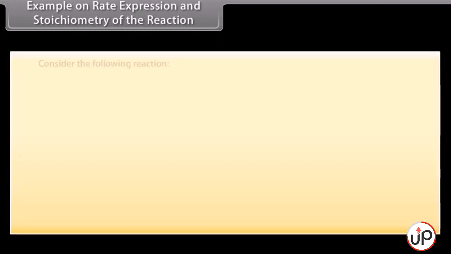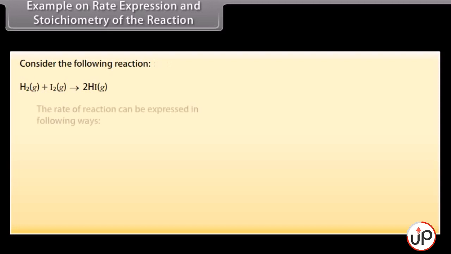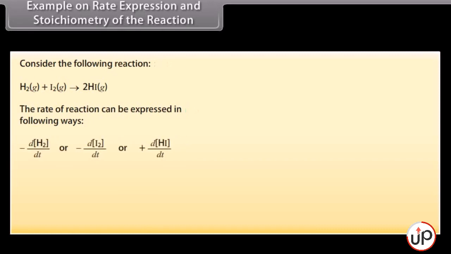Example on rate expression and stoichiometry of the reaction. Let us consider the following reaction: H2 plus I2 gives rise to 2HI. The rate of reaction can be expressed in the following ways: minus d[H2]/dt, or minus d[I2]/dt, or plus d[HI]/dt.